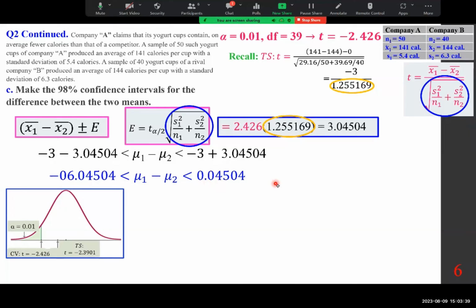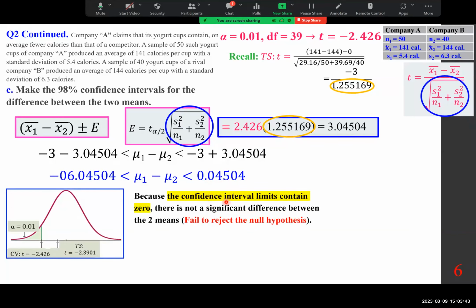Again, the confidence interval limits do have the 0. Because the confidence interval limits contain 0, there is not a significant difference between the two means, so we fail to reject the null hypothesis. I hope you see that the ones we've done by hand, the p-value, the traditional method, and the confidence interval, all result in the same thing, and they're supposed to.